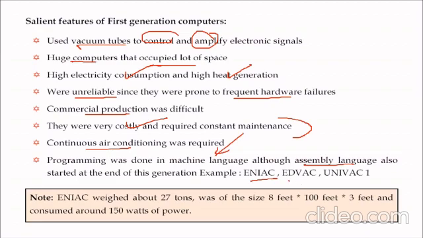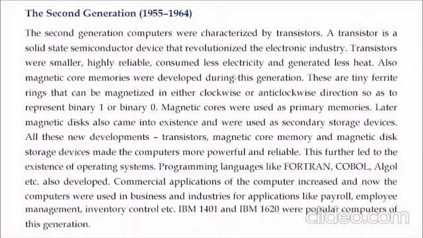ENIAC, EDVAC, UNIVAC 1, these are all first generation computers. In fact, ENIAC weighed 27 tons. The size was 8 by 100 by 3 feet and it consumed around 150 watts of power.